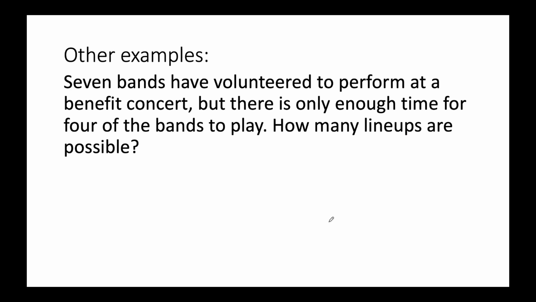7 bands have volunteered to perform at a benefit concert, but there is only enough time for 4 of the bands to play. How many lineups are possible? So, in this case, 4 out of 7 bands that we have can only be arranged in a particular lineup for a specific concert. So, for us to know the possible arrangements of those 4 bands out of 7 bands that we have, that would be 7 taken 4 at a time, which is equal to 7 factorial all over 7 minus 4 factorial.